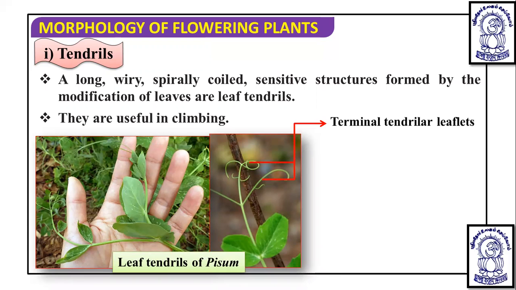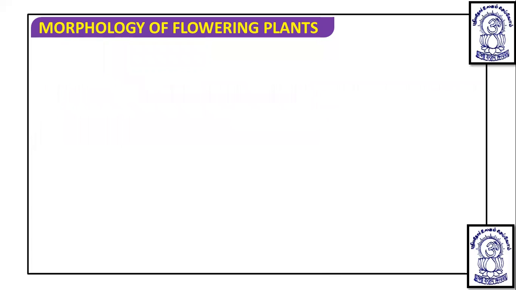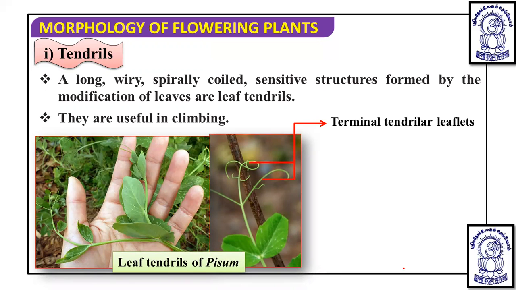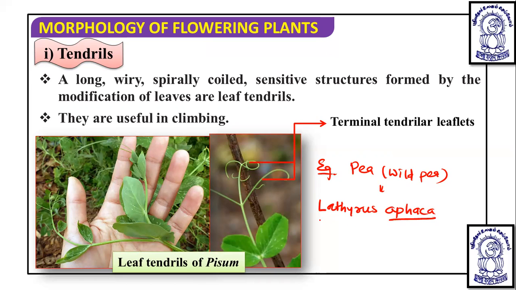Okay, these are the terminal tendrilar leaflets. Now here leaf tendrils are known to occur in, specifically, Lathyrus aphaca. It is also a pea, but that pea is a wild pea and its scientific name is Lathyrus aphaca.